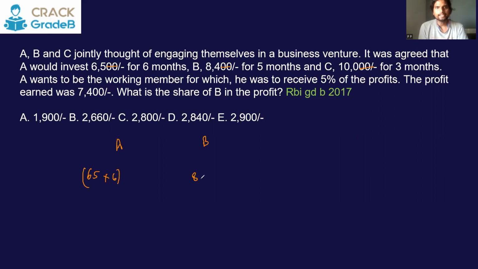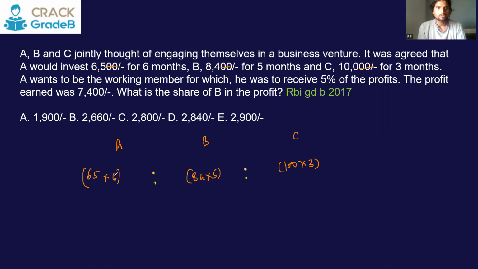B invested 84 for 5 months. And C invested 100 for 3 months. A wants to be a working member, for which he was to receive 5% of the profit. The profit was this much. So first of all, we'll calculate the ratio in which they are going to divide their profit.